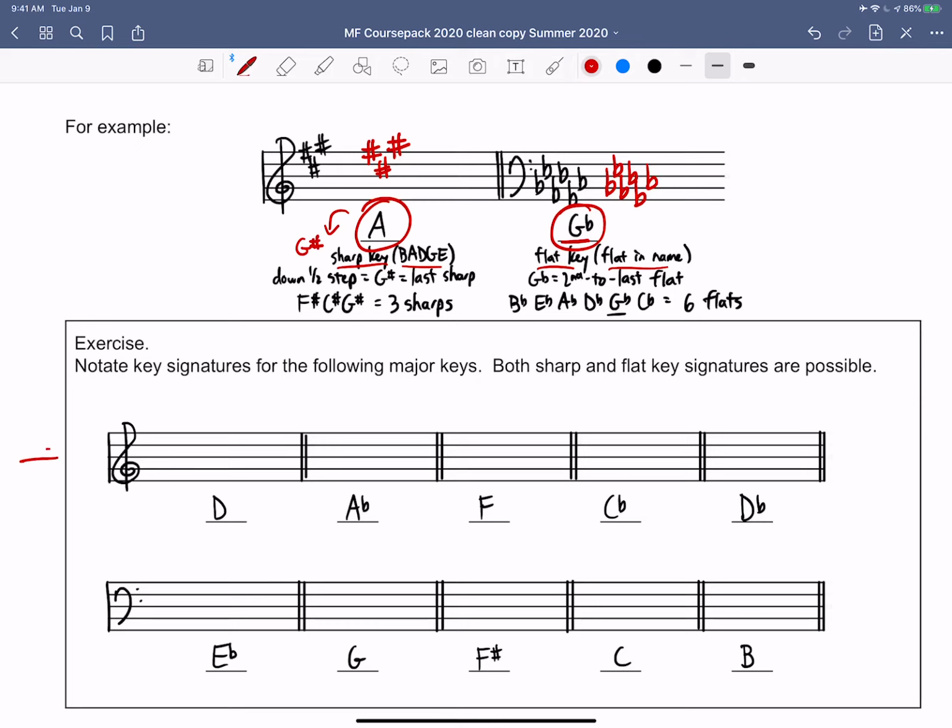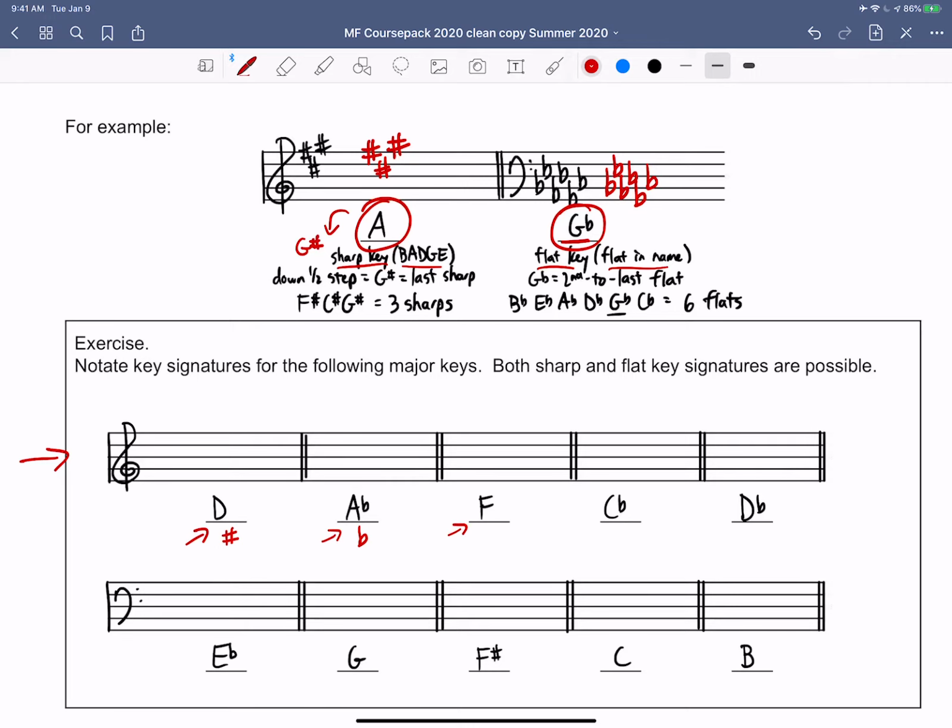Let's do at least a couple of these together at first. So D major. In fact, let's actually do this. Let's go through all of them and just determine whether they are sharp keys or flat keys, and then we'll do maybe a few in full. So D major, is that a sharp key or flat key? Well, that's part of badge, right? So that's going to be a sharp key. This one has flat in the name, so it's going to have flats.